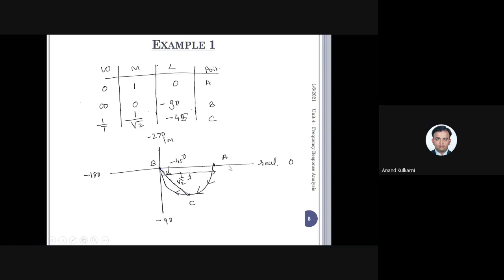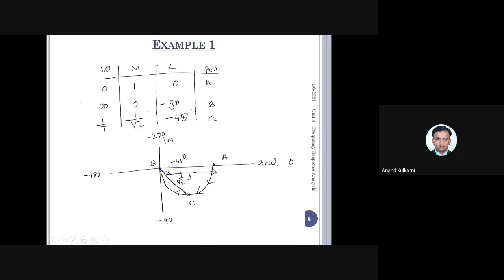So you move this 90 degrees, go to 45 degrees, draw a line. On that, take a distance of 1 upon root 2. So this is 1, this is 1 upon root 2. 1 upon root 2 is 0.707. So 0.707, you measure it, you plot the point C.